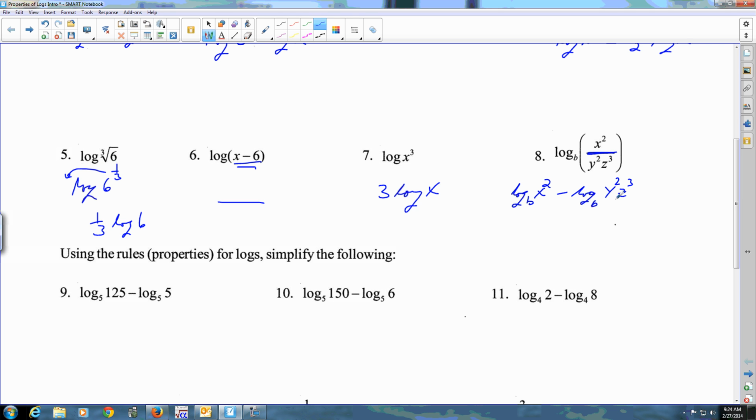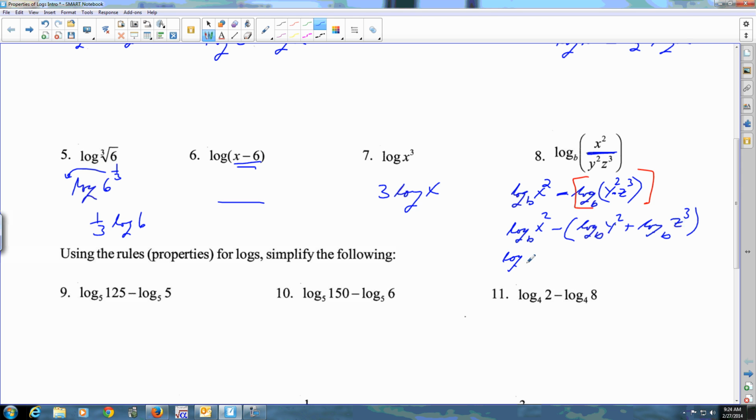Okay? Now, it's not done. This has a product inside this logarithm. It's inside it. And be careful of the subtraction here. It's subtracting everything that comes after it. Okay? So, when you write it, you're going to have log base b of x squared minus, and I'm going to put a paren to keep it all together, log base b of y squared plus log base b of z cubed. Now that subtraction is going to distribute through.